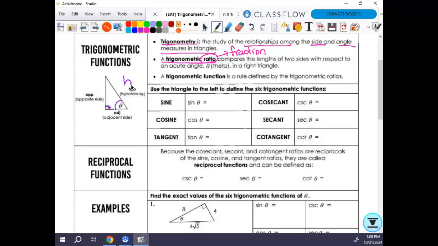All right. Then where my angle is, I draw an arrow across from it. That is the opposite side. The third side is adjacent. Okay, everybody good with that?